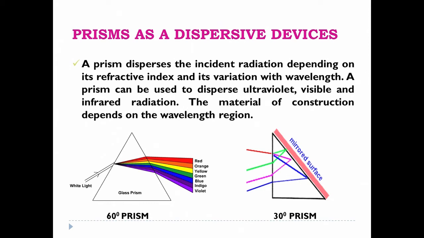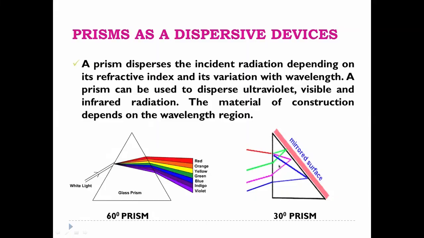And a prism can also be used to disperse ultraviolet, visible and infrared radiation. Therefore, prisms, lenses, concave mirrors, gratings, diffraction gratings, all these are part of the spectroscopic equipment in all instruments. So, the material of construction depends on the wavelength region. This I have already told you, that what is useful in infrared may not be useful for the visible range, what is useful for the visible range need not be useful for the ultraviolet range, and vice versa.